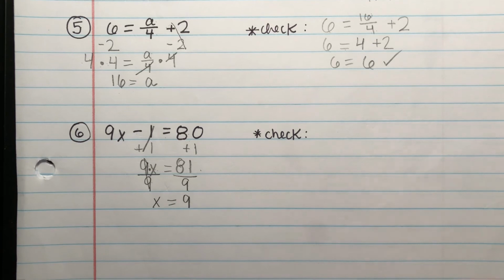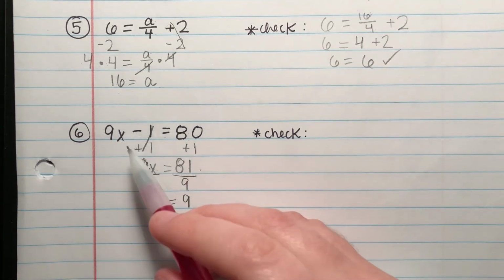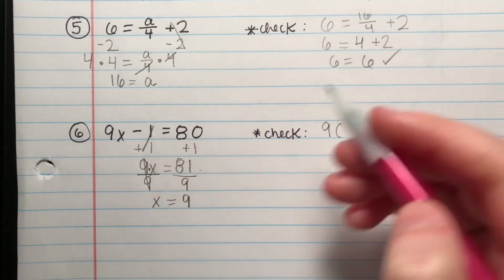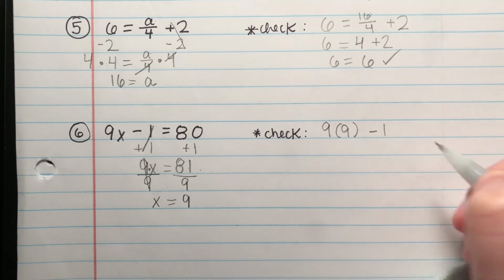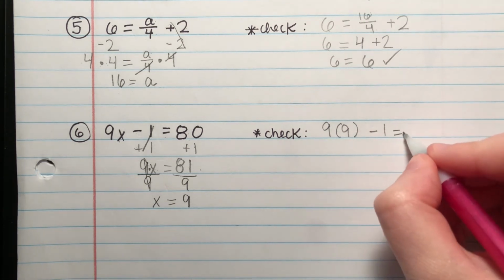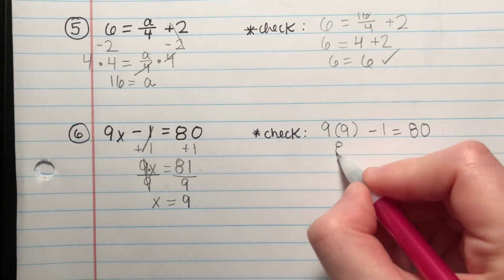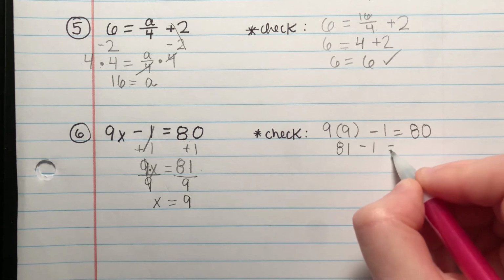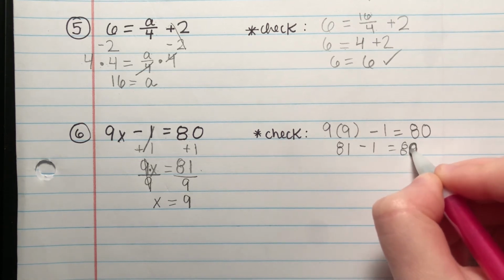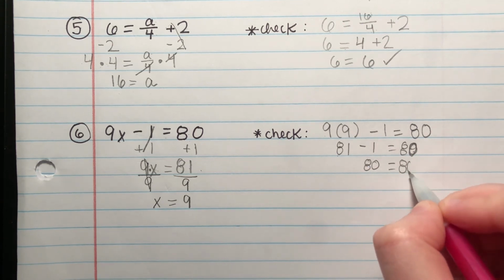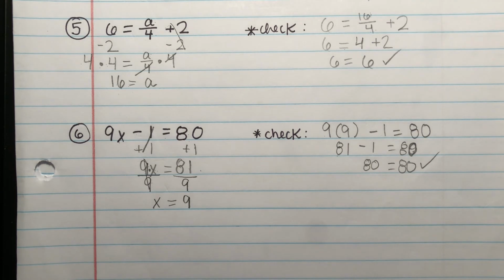All right, and if I wanted to check, I'll just plug in my 9 anywhere I saw an x. So 9 times x, which is 9, minus 1 equals 80. All right, so 9 times 9 is 81. And if I subtract 1, will it equal 80? 81 minus 1 is 80, and 80 does equal 80. So that answer will work.